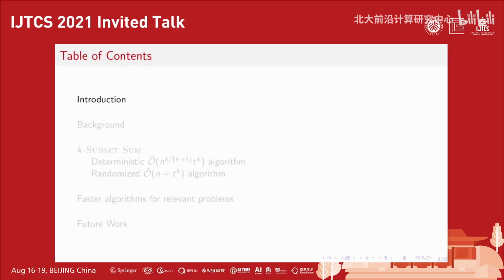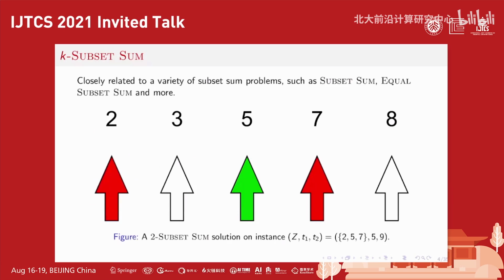We will now introduce the main algorithmic problem of this talk. The centerpiece of this presentation is the problem K-subset sum. This is closely related to a variety of subset sum problems, such as the classic subset sum problem, but also the equal subset sum and many more. Here we also have an instance of this problem and a solution on this exact instance.